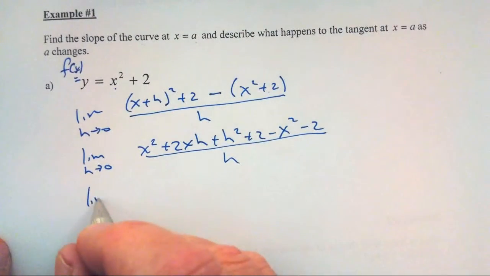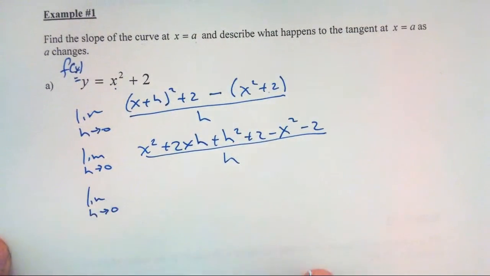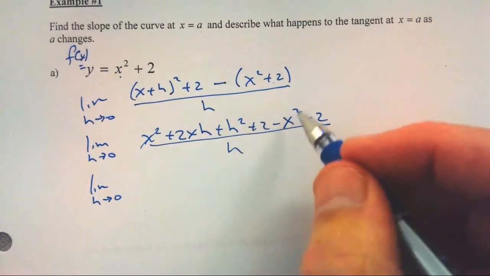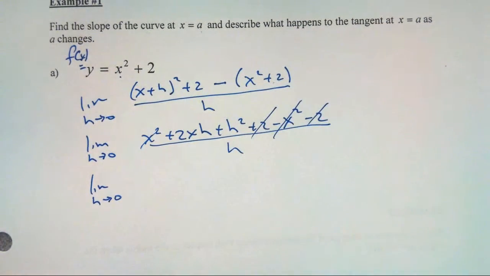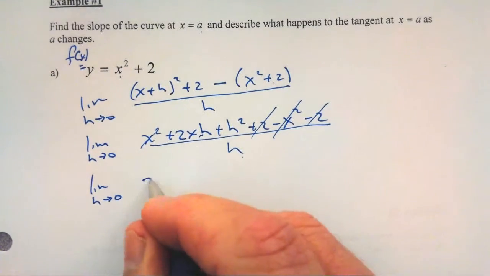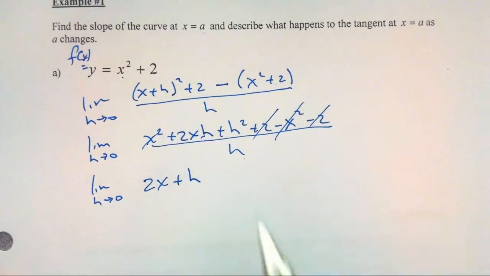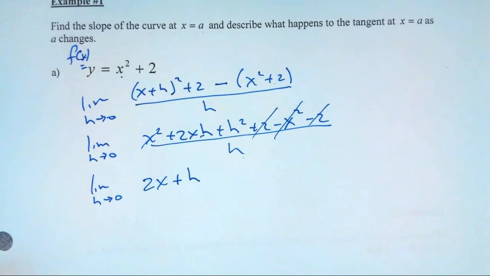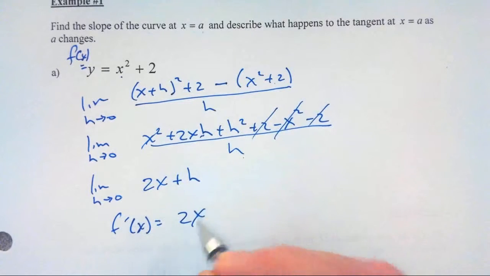Okay, so limit as h approaches 0, what happens? X squareds cancel, 2's cancel. H now divides out of every term. So I get 2x plus h. And now I can direct substitute. F prime of x equals 2x plus 0.